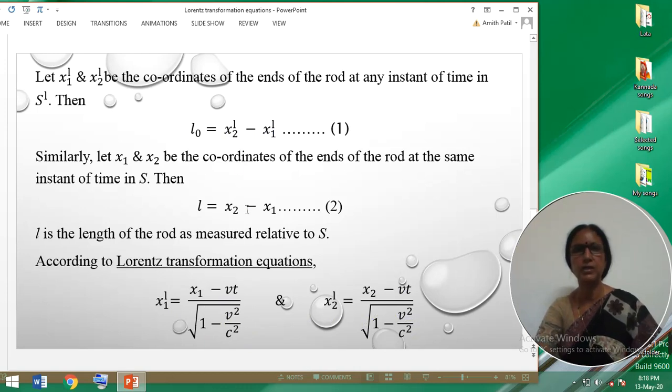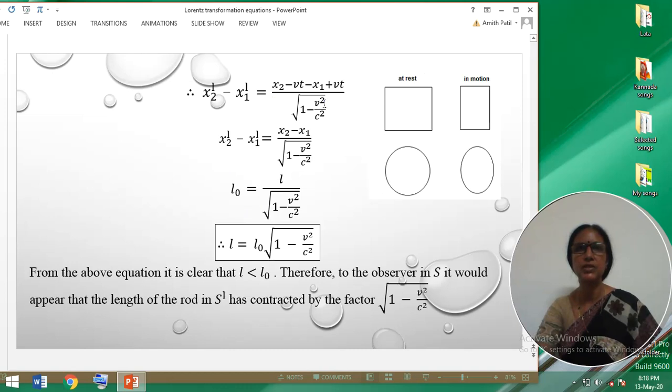Subtracting one from the other, we get this equation, and this can be written as x2' minus x1' is equal to x2 minus x1 by root of 1 minus v square by c square, because minus vt and plus vt cancel each other. Writing this as L0 and x2 minus x1 as L, we get the final expression as L is equal to L0 root of 1 minus v square by c square. So this is the expression for length contraction.